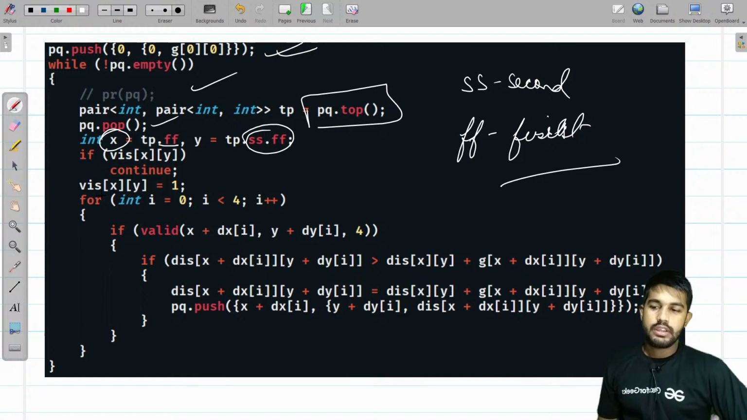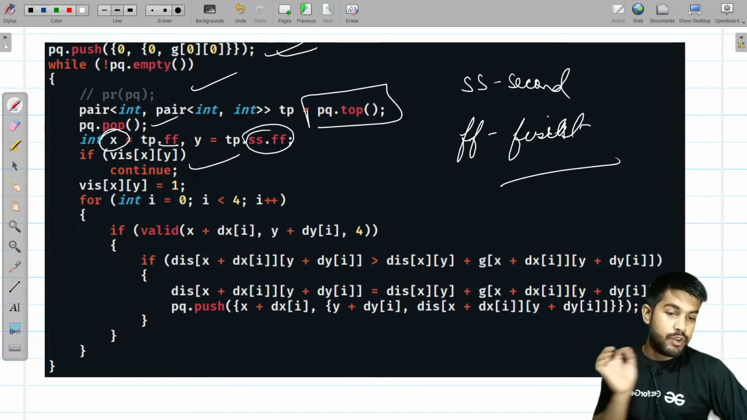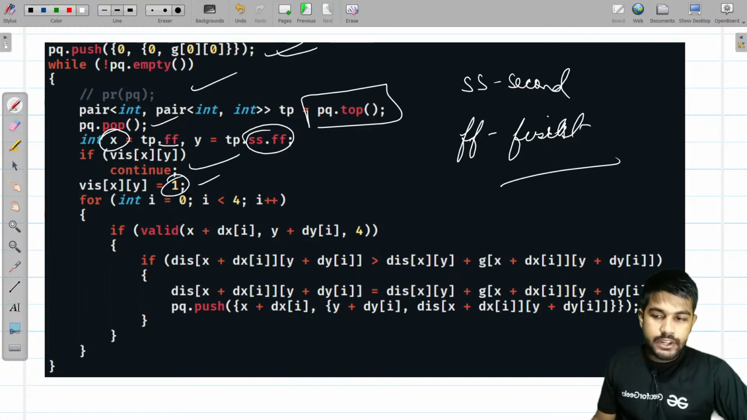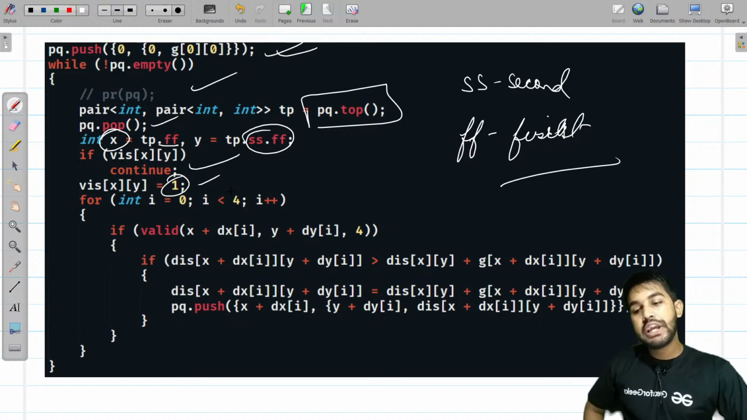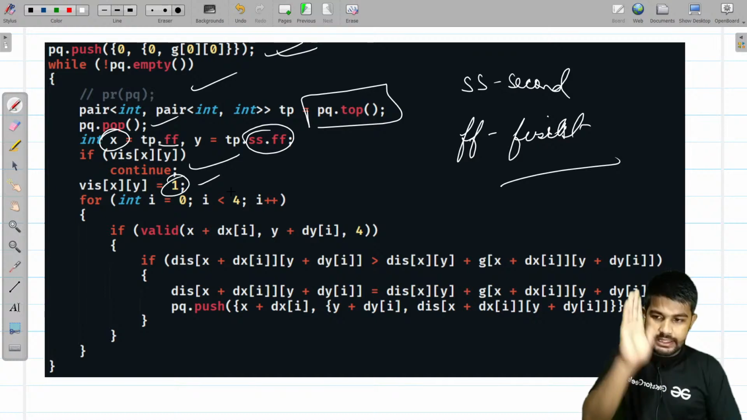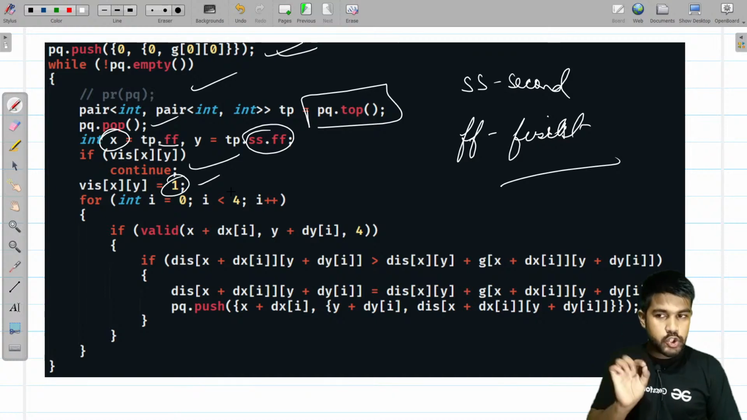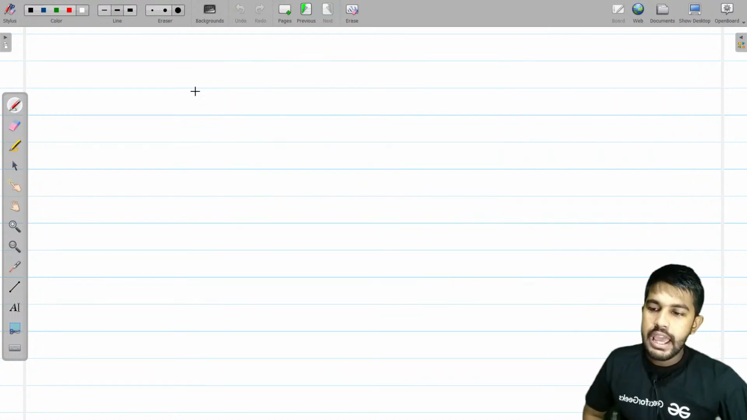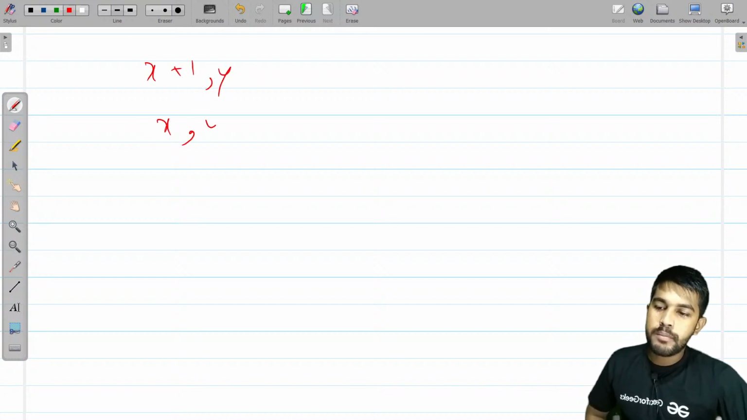Next, if it is already visited, we won't be visiting it again. If it is not visited, it would come here, so we are making it one. Then I would be moving in all the four directions, this side, this side, this side. To move in all four directions, there are two ways. One is that you do x plus 1 comma y, x comma y plus 1, and then x minus 1 comma y, and then x comma y minus 1.